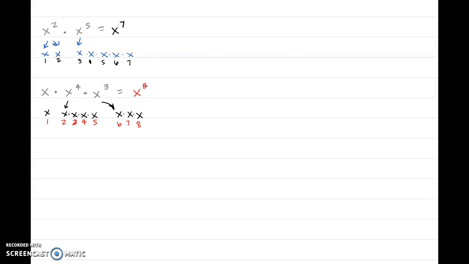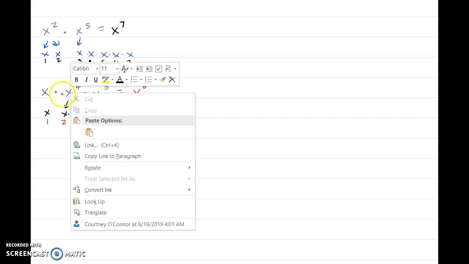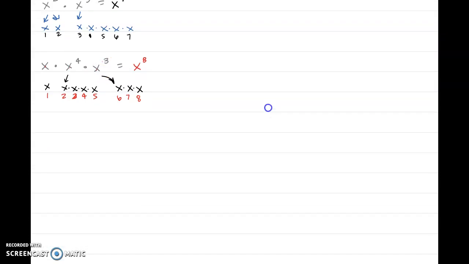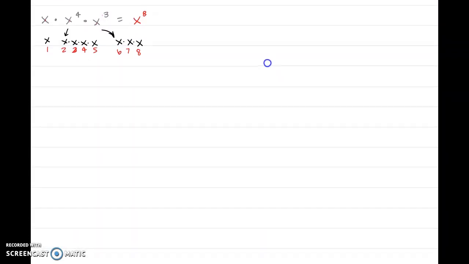Now remember, you don't necessarily have to write the x's every time. You can kind of count. You have 1 and 4 more make 1, 2, 3, 4, 5. And then 3 more than 5 is 6, 7, 8. But certainly, if writing it all out helps you, then you should probably do it that way.